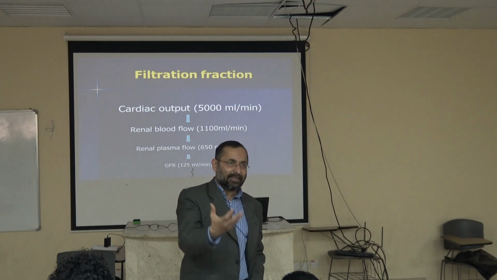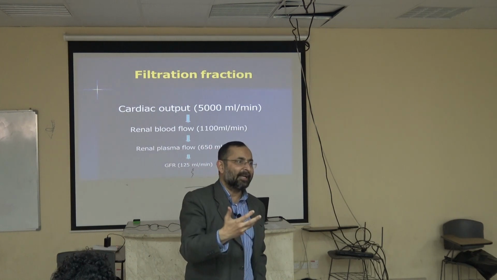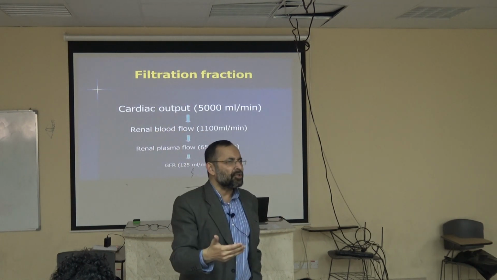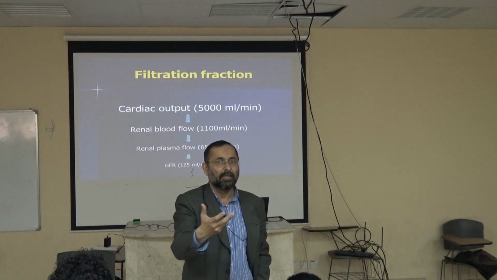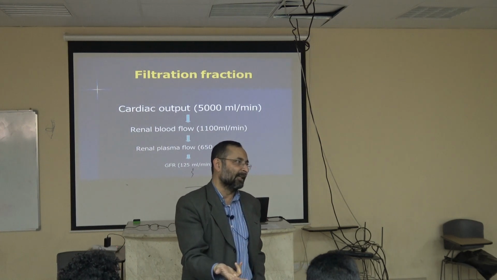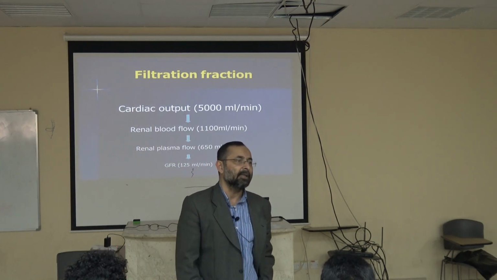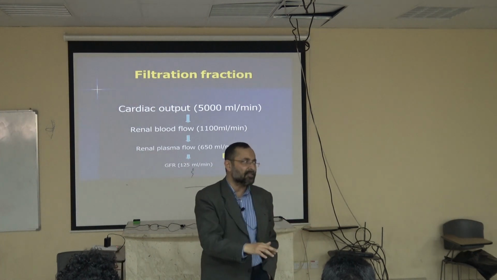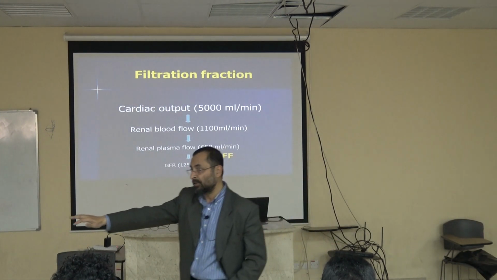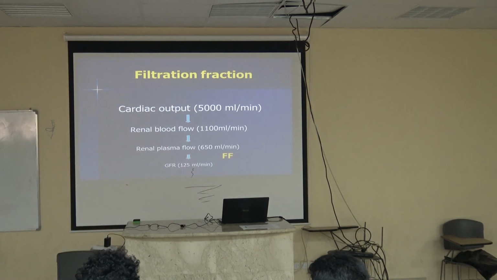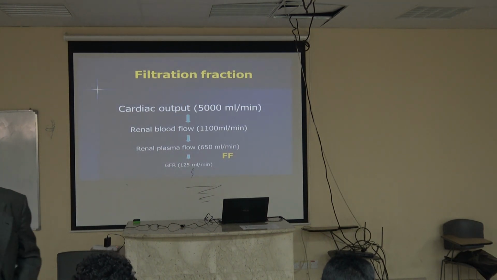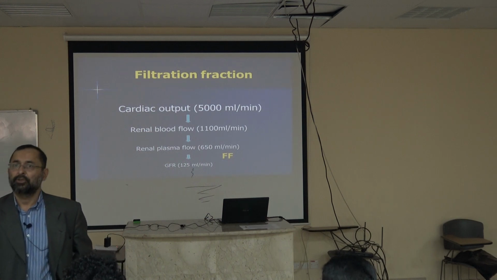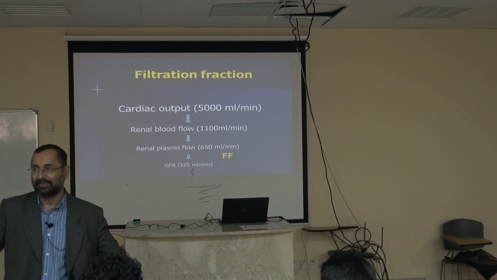Filtration fraction is actually another way of looking at the GFR. What fraction of the renal plasma flow is becoming the GFR? What is the fraction? You will say 1/5, isn't it? So filtration fraction is 1/5 normally, or in terms of percentage it is 20%. Now we are sure 1/5 of the plasma is filtered, and that is called filtration fraction. You can say 1/5 or you can say 20%. It's the same thing.